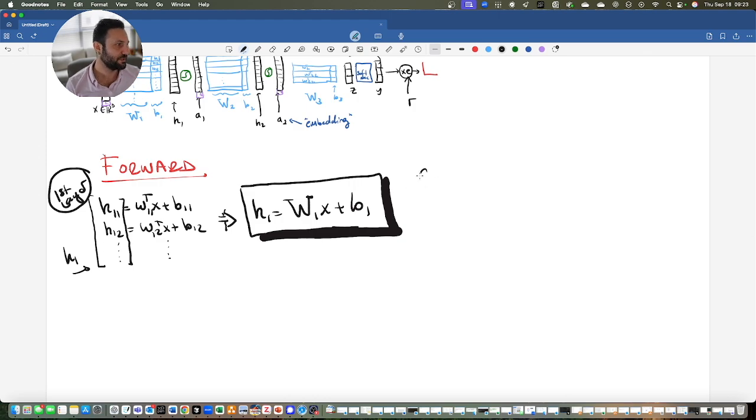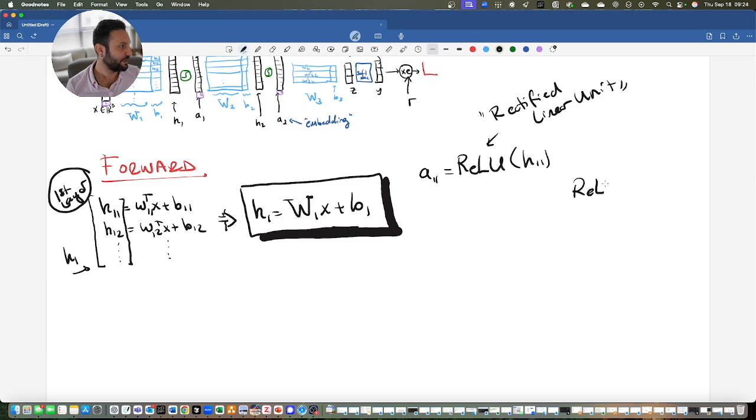And of course the activation, so I know A11 is obtained using a sigmoid function or a ReLU function. Let's use ReLU, rectified linear unit, of H11. ReLU of x is defined like this: the output is x if x is greater than 0, and 0 otherwise.